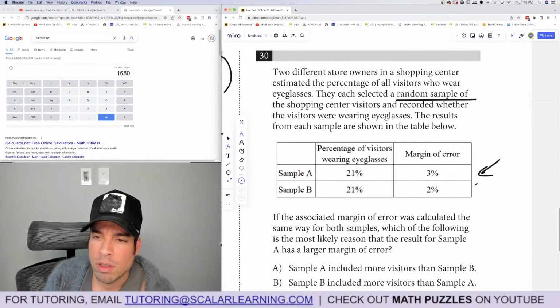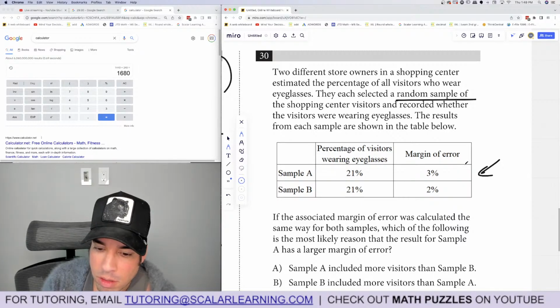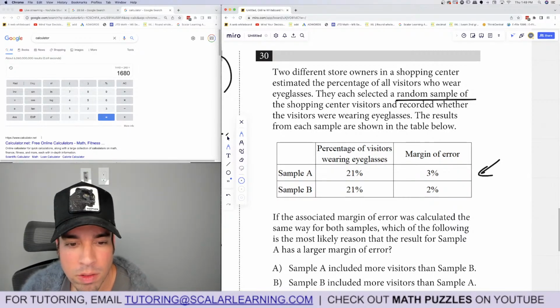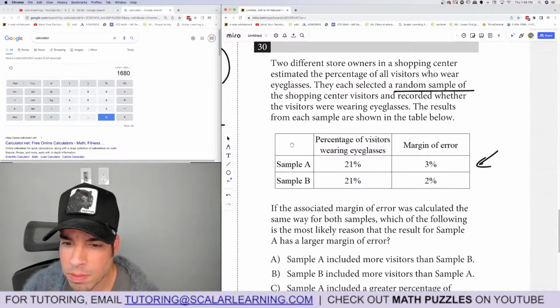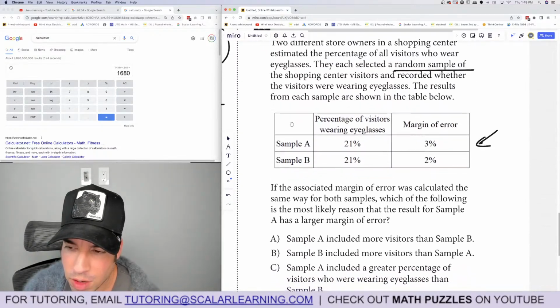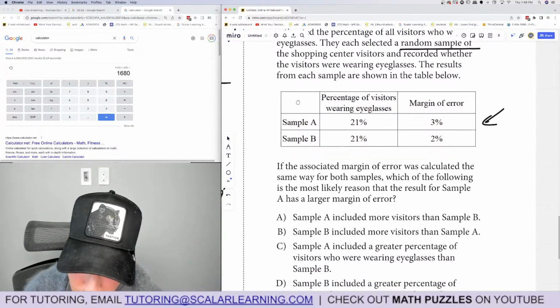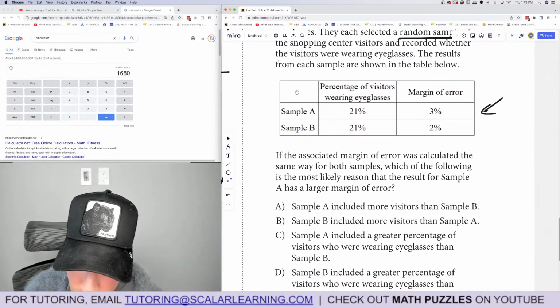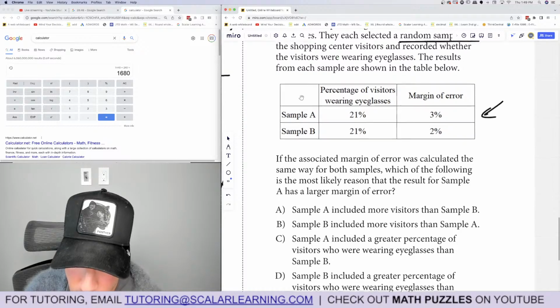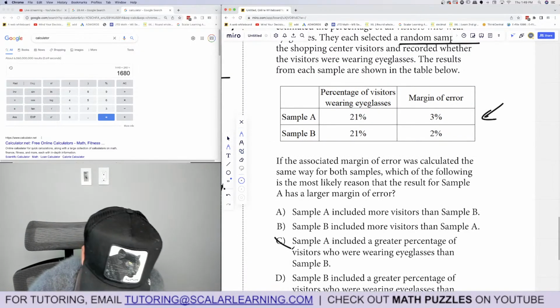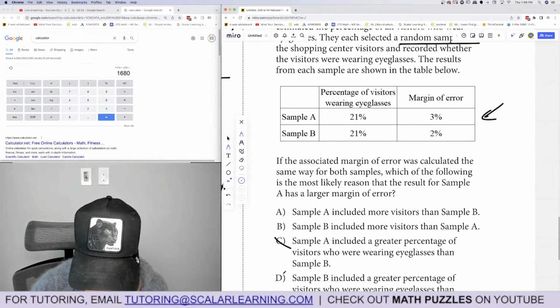Strange. I don't remember it on the test. Anyways. Do we have a larger margin of error? I think it's just basically going to have to do with the sample size. It doesn't matter what the percentages of who are wearing.